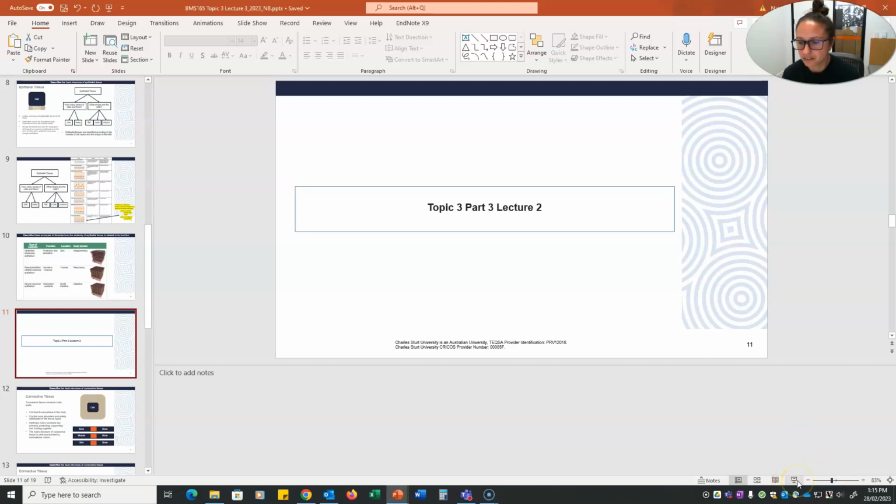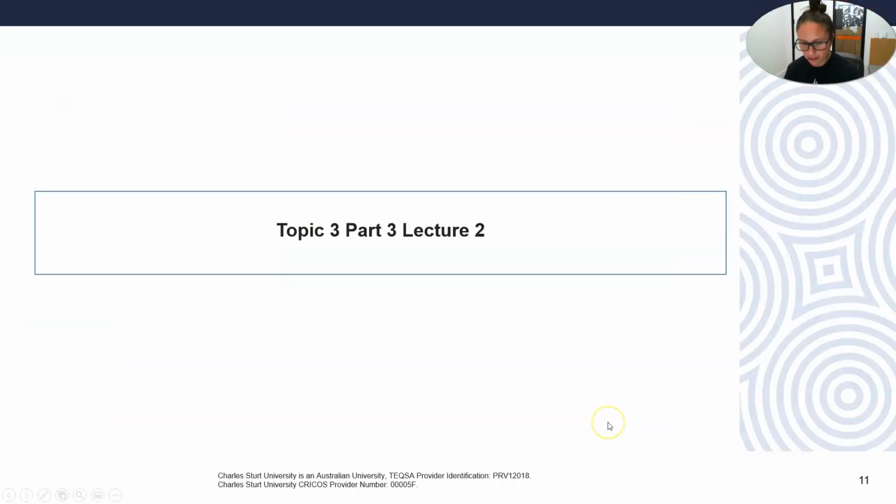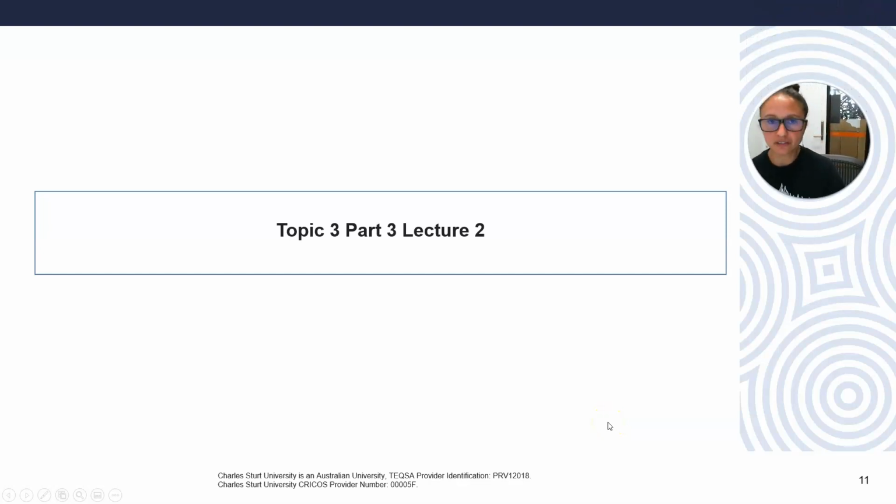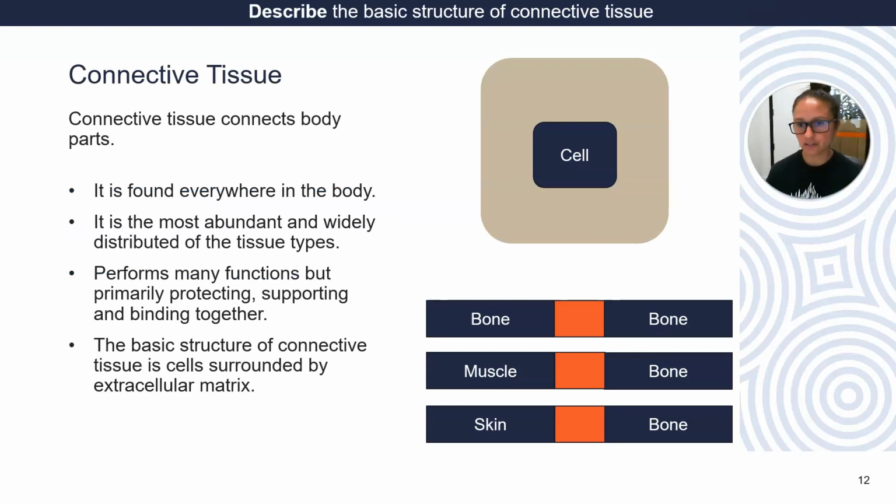Okay, troopers. So we just finished doing epithelial tissue and now we are on to connective tissue. Connective tissue is designed to connect body parts. Now that's a little bit difficult to understand because you're using the same word, connect, twice. So let's just think about it a little bit differently.